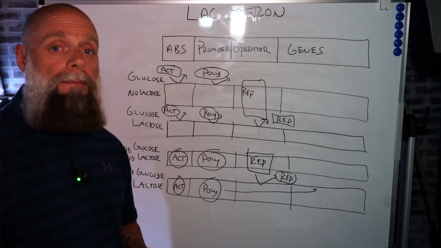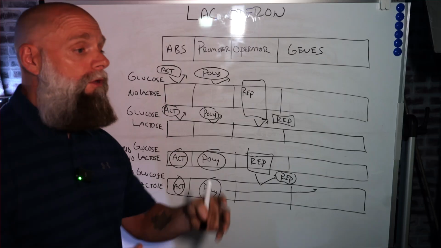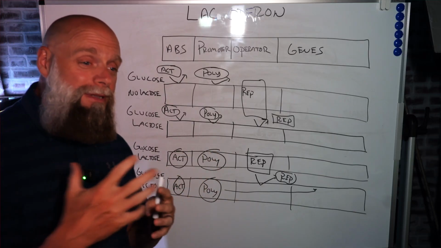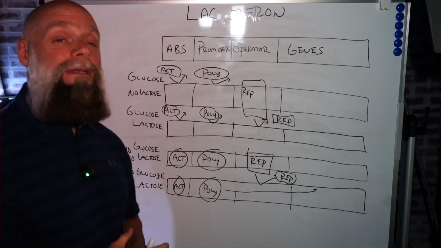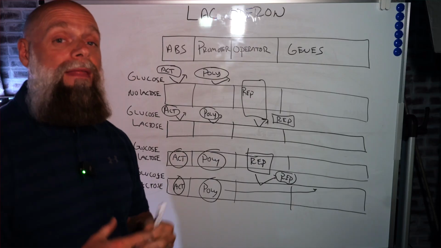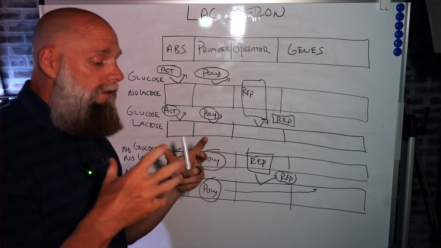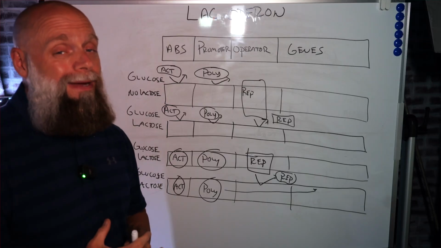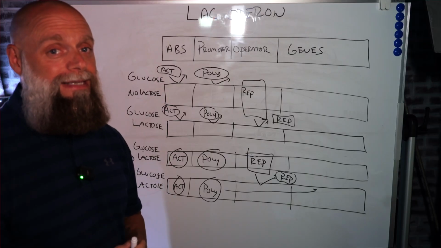Okay, so we've talked about positive control, negative control, how to use repressors, activators. Well, let's put this all in a practical example, and that is something called the lac operon. This is a series of genes that are used by E. coli and other microbes to break down lactose when it's present in the environment.